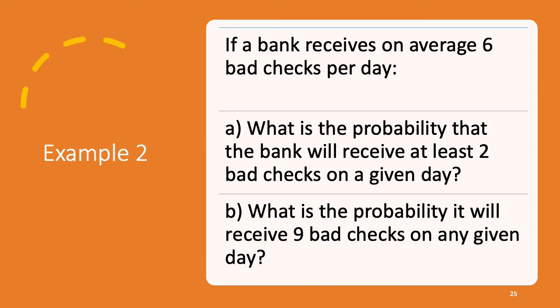Here's another example. If a bank receives on average 6 bad checks per day, what is the probability that the bank will receive at least 2 bad checks per day? What is the probability it will receive 9 bad checks per day? Here, the average, or the mu, is equal to 6. The next video will go into detail of how to solve these problems.